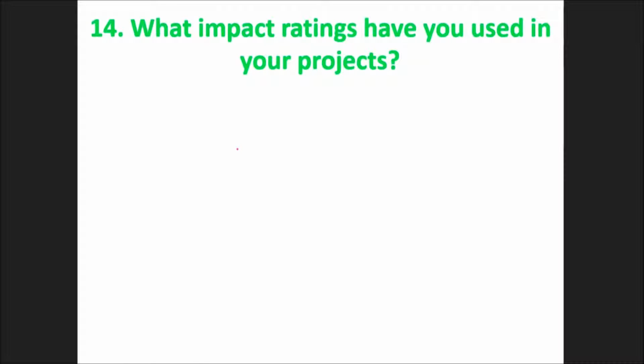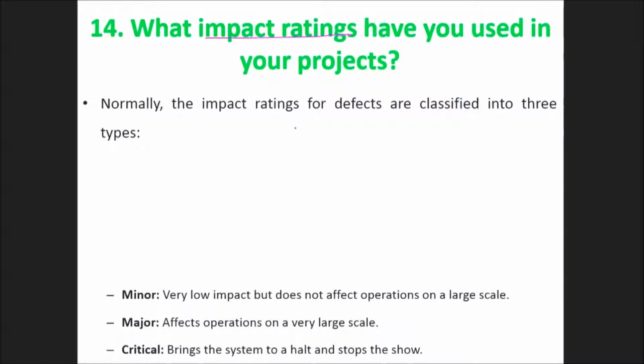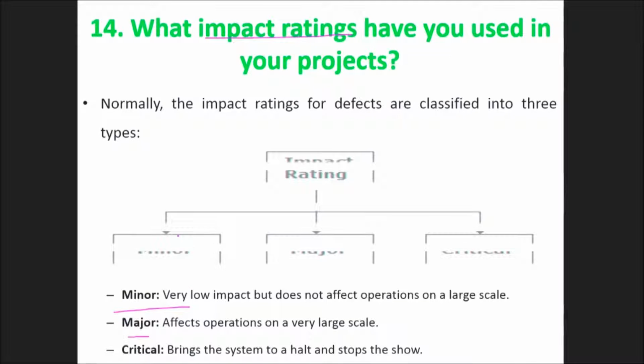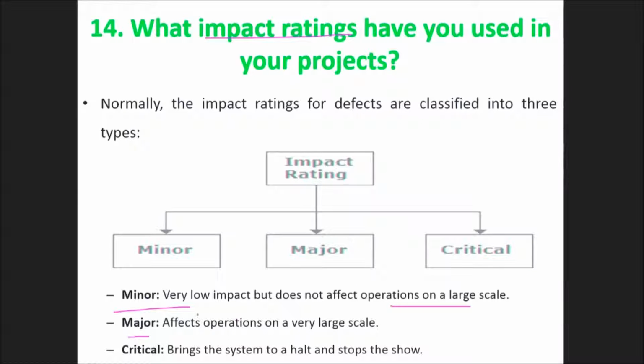The other question may be, what impact ratings have you used in your projects? This is very important. Normally the impact ratings for defects are classified into three types: minor, major and critical. Minor is very low impact and does not affect operations on a large scale. Major means it affects operations on a large scale. Critical means it will bring the system to a halt and stop the show.